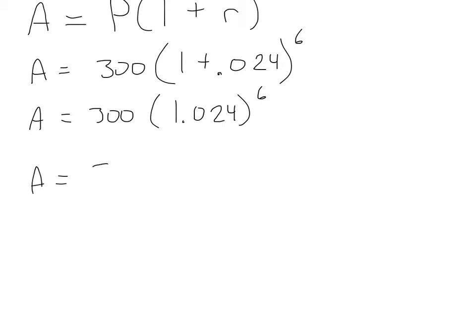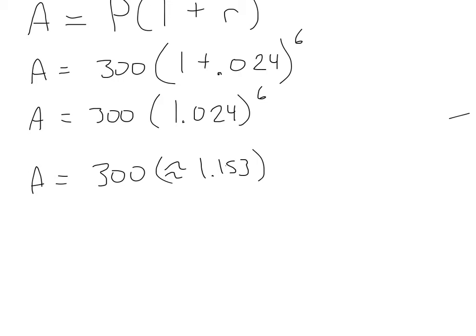And so what I get is 300 times, and I'm just going to write these little squigglies, which means approximately. When I take 1.024 to the power of 6, I get this kind of complex decimal, and it's approximately 1.153. But to be most accurate, I'm actually not going to multiply 300 times that rounded number. I'm just showing my steps here.